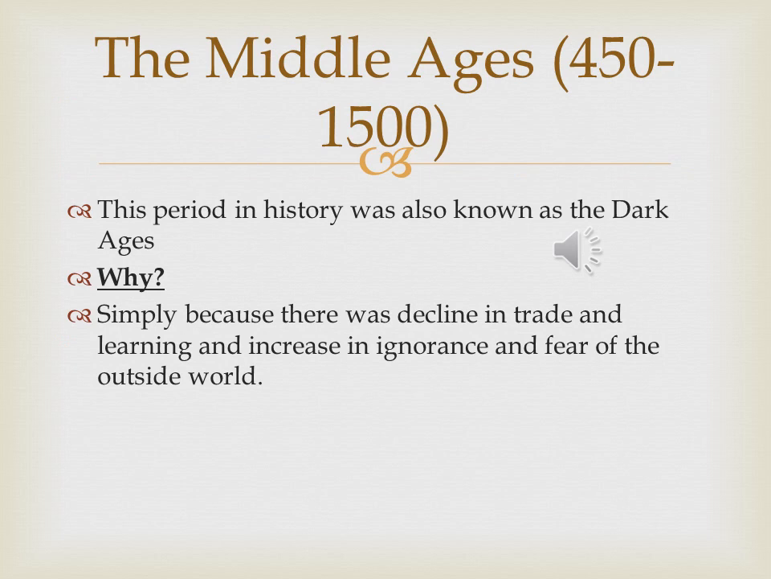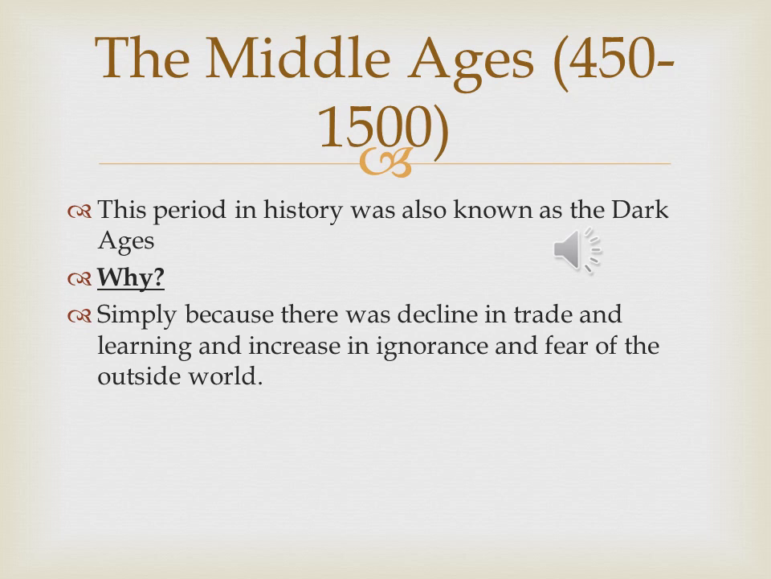The Middle Ages, very important topic, always shows up on the Regents in one way or another. Wow, it ran from 450 to 1500. And this period in history was also known as the Dark Ages. So sometimes you see this period being called medieval times, Middle Ages, and in this case the Dark Ages. Why the Dark Ages? Well, simply because there was a decline in trade and learning, and an increase in ignorance and fear of the outside world. So, without much learning, there was simply no way for many Europeans to gain knowledge of the outside world, and without education, which is usually known as light, there was darkness.